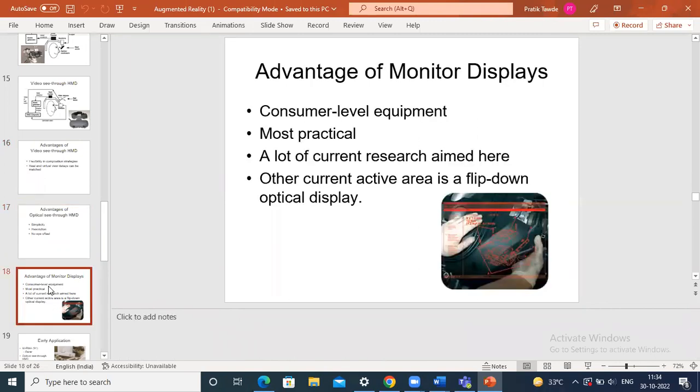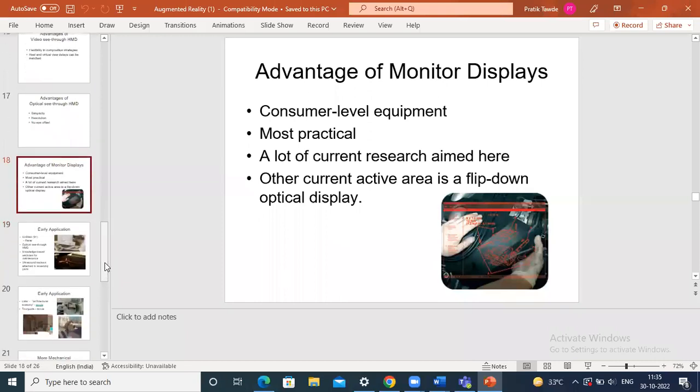Advantages of monitor displays are consumer level equipment, most practical, a lot of current research aimed at it, and other current active areas in flip-down optical display. Now there are various different types of photo detectors. You can have a photo transistor or photodiode. That basically comes under the optical domain, optical display, OTDR, optical time domain reflectometer.